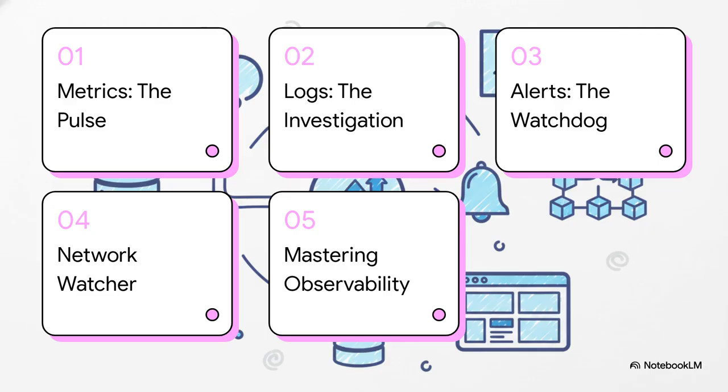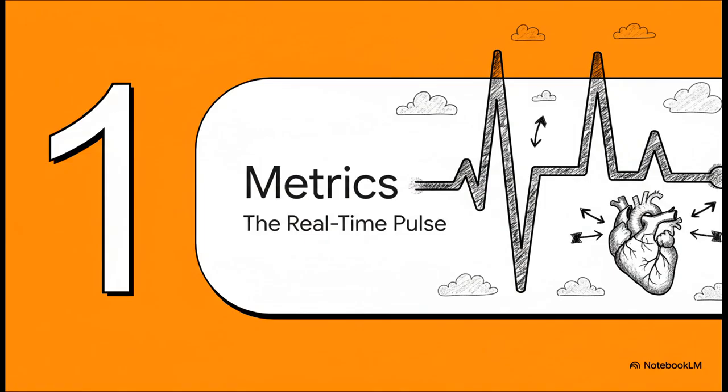Okay, so here's how we're going to tackle this. We're going to build out our toolkit piece by piece. First up, we'll check the system's pulse with metrics. Then, we'll put on our detective hats and do some deep dive investigation with logs. After that, we'll set up our automated watchdog using alerts. And finally, for those really tricky network problems, we'll pull out the specialist tools in Network Watcher. Let's get into it.